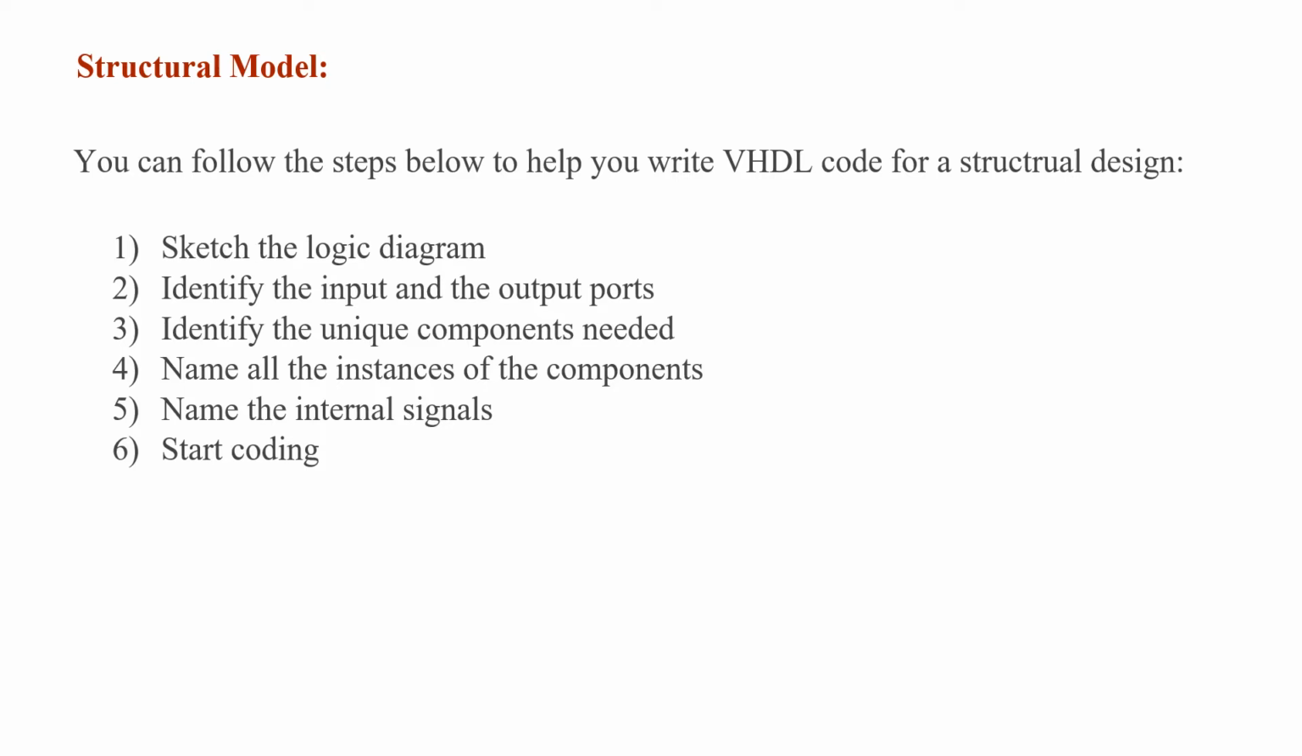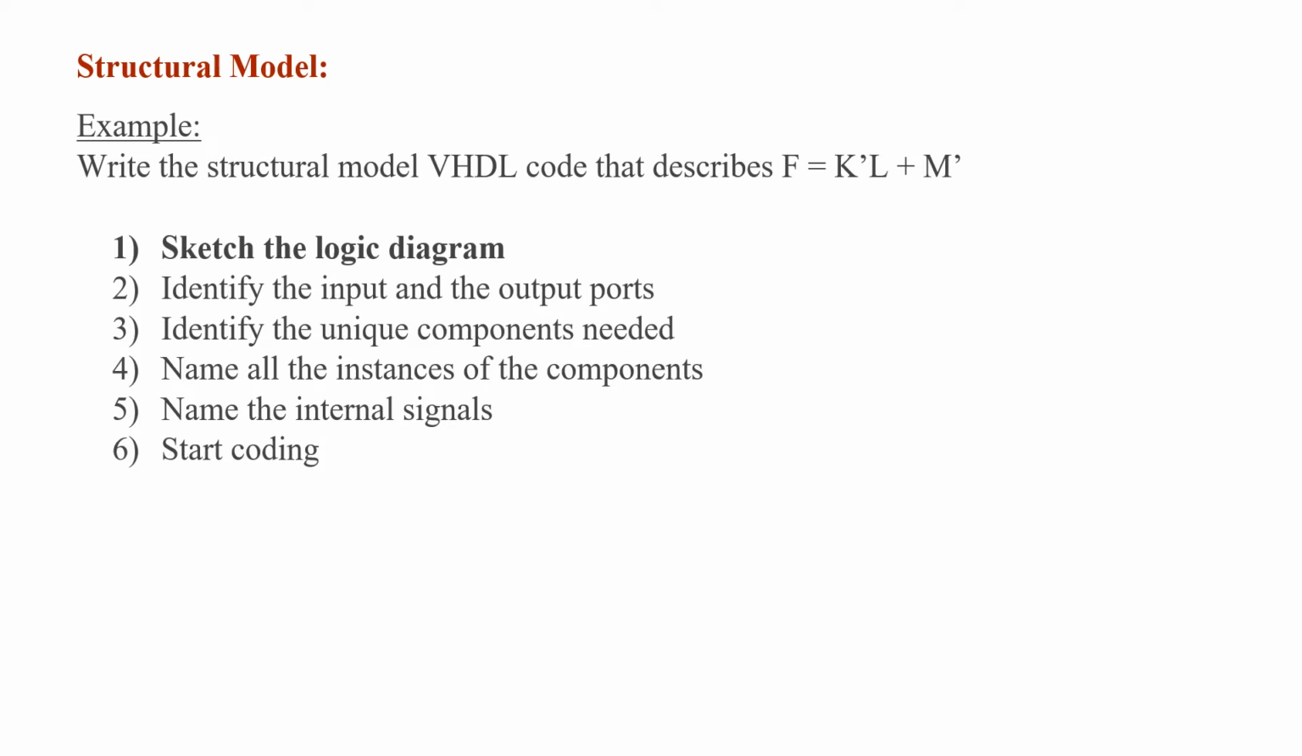So some of the components will be instantiated more than once, so we'll have to label them uniquely. In step 5, we'll name the internal signals, which are the wiring between the components that are neither input nor an output. Finally, we'll start coding based on the design steps that we did in step 1 until 5. So let's do an example to better illustrate this.